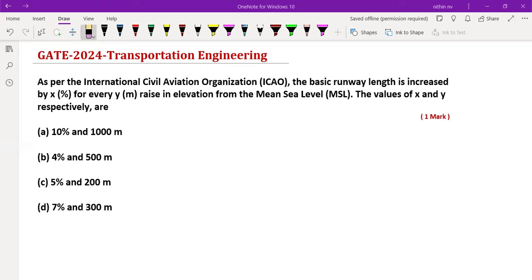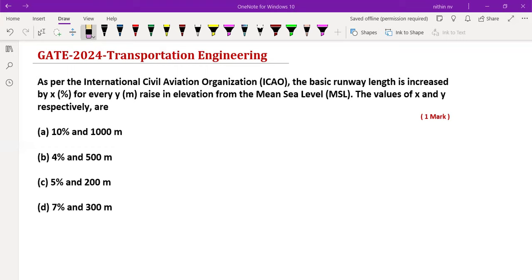Hi friends, in this video we'll be discussing the questions that appeared in the GATE 2024 examination from the Transportation Engineering subject. So here we are going to discuss the questions from Highway Engineering, Railway Engineering as well as Airport Engineering. Okay. The first question is from Airport Engineering and it's a 1-mark question.